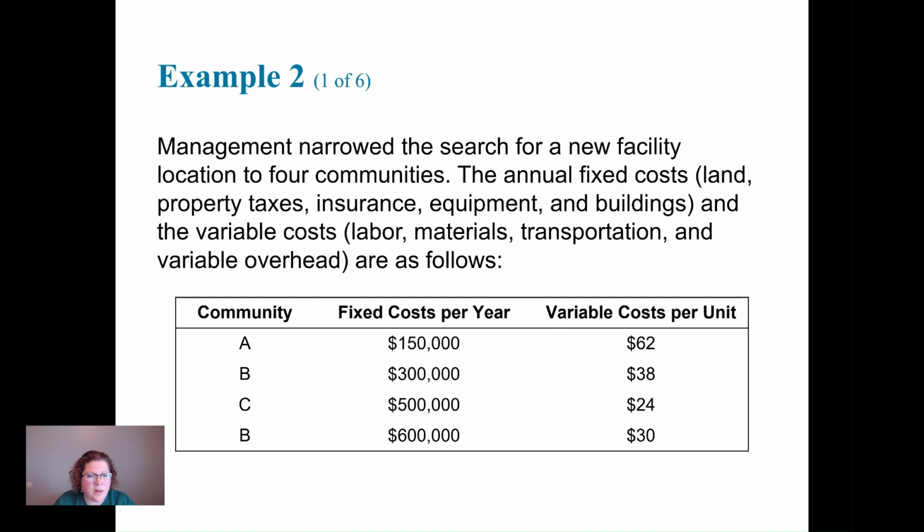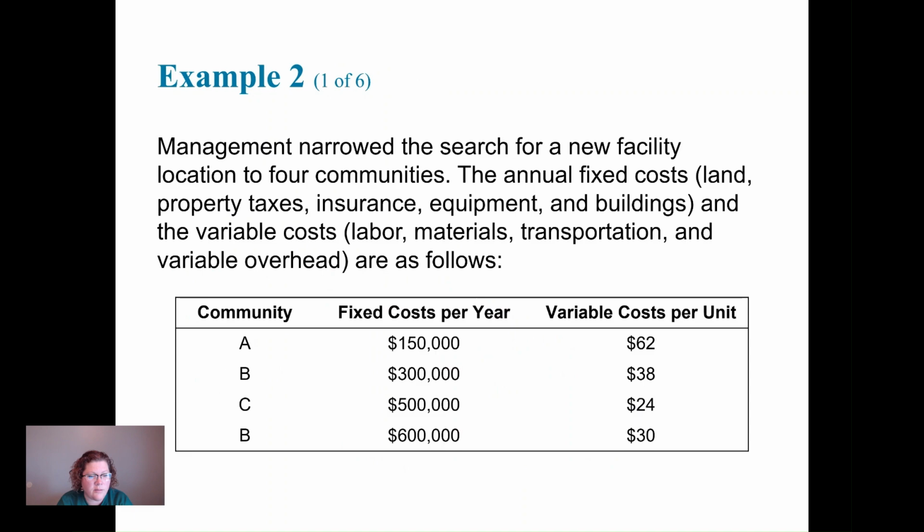So here's an example of a break-even analysis. We have management that narrowed the search for a new facility location to 4 communities. We have annual fixed cost, which are things like land, property taxes, insurance, equipment, the building, and variable cost, which are labor, materials, transportation, any variable overhead.